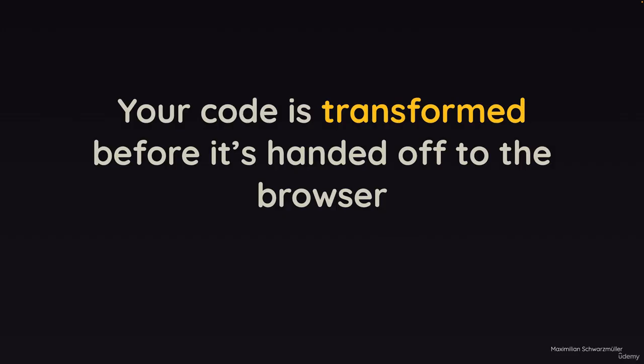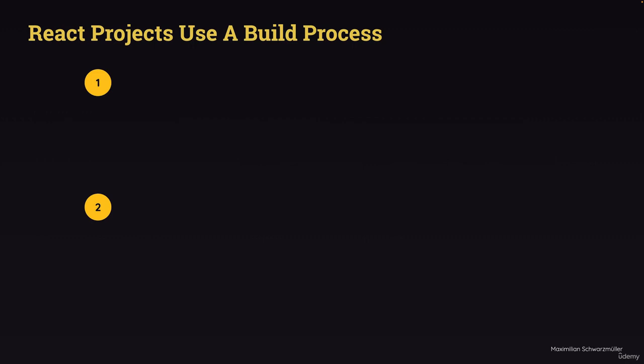And why do we use such a build process? Why does the code need to be transformed? Well, for two main reasons. The first reason is that raw, unprocessed React code won't execute in the browser.